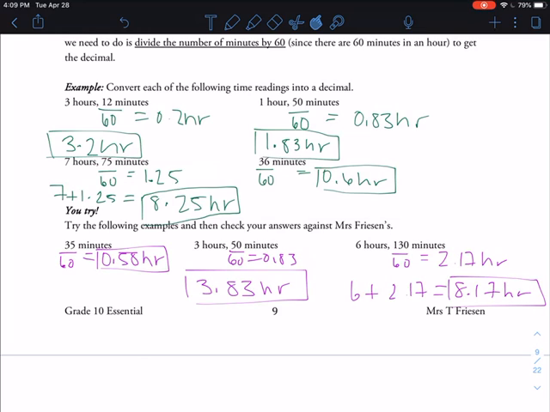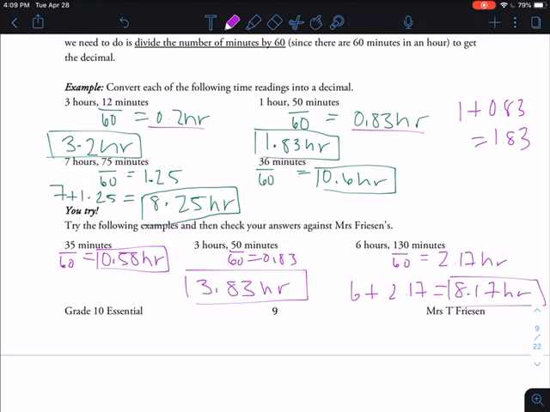Okay, so hopefully you tried those on your own, didn't just copy me. I just want to make a quick note for the other examples, here and here. In both cases, what's happening to get those final answers is we're just adding that decimal to the original amount of hours. So here we did 1 plus 0.83 is equal to 1.83, and that's where we got that number.